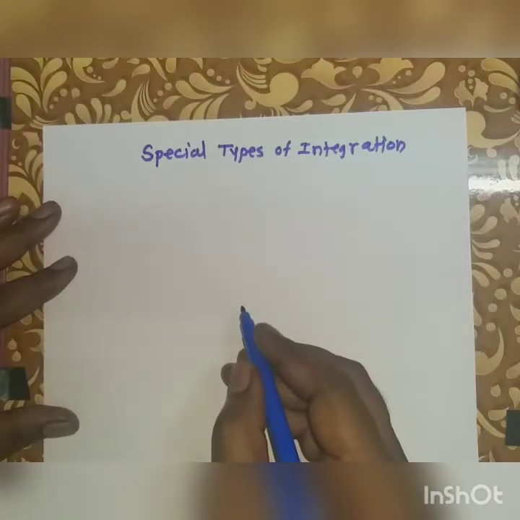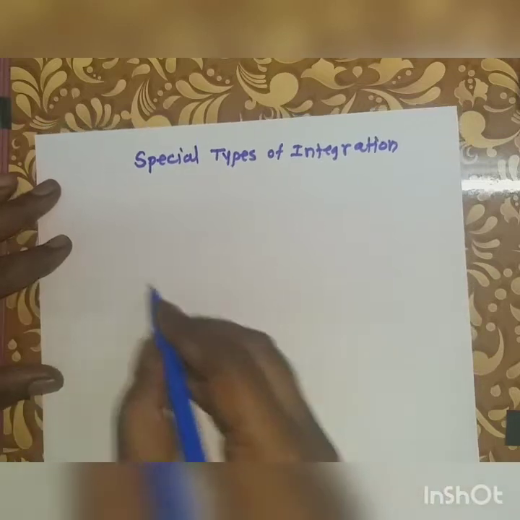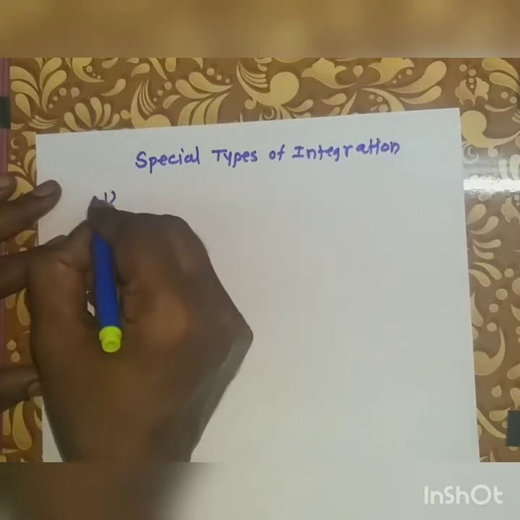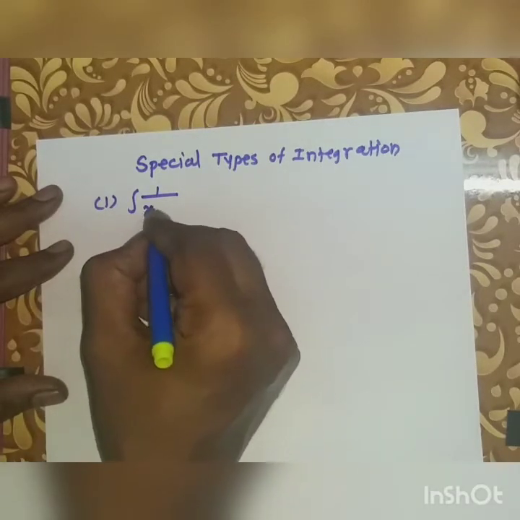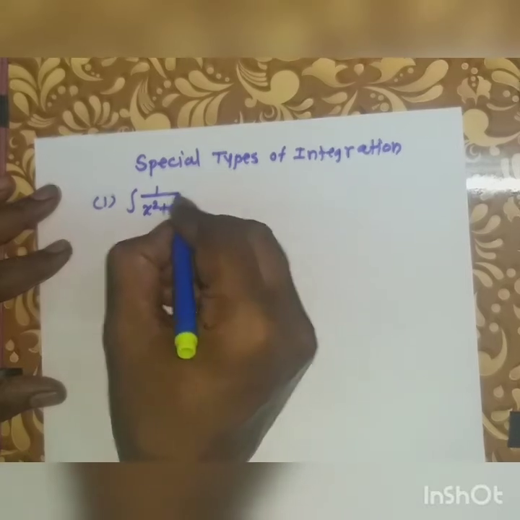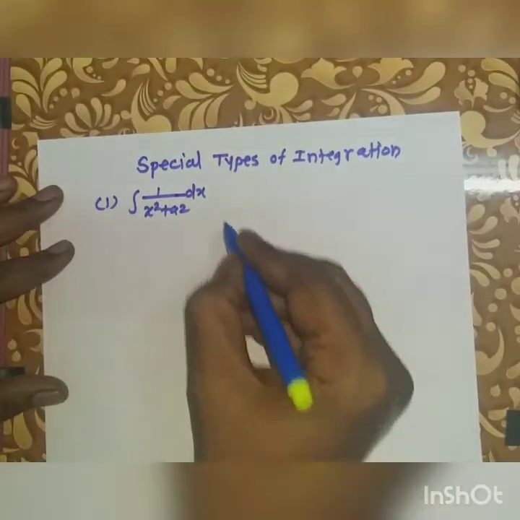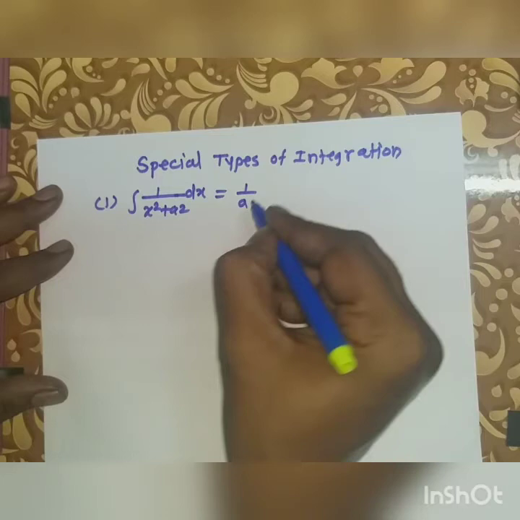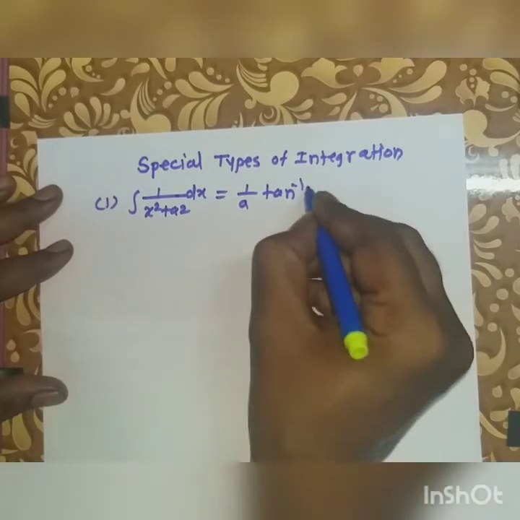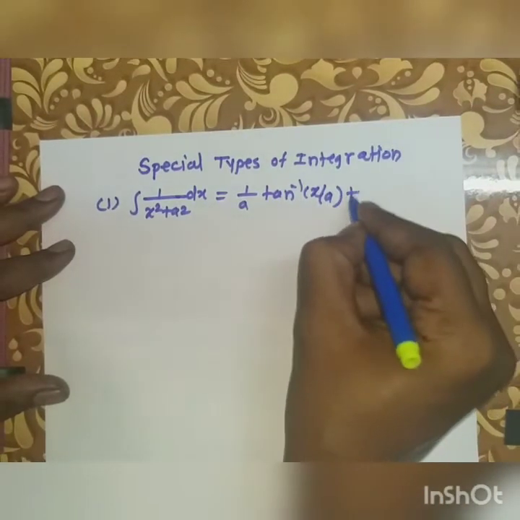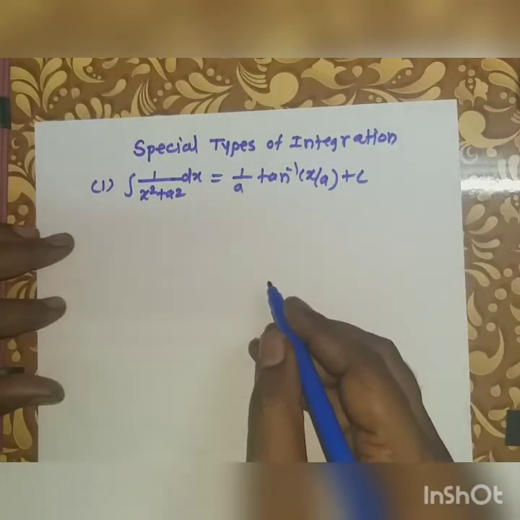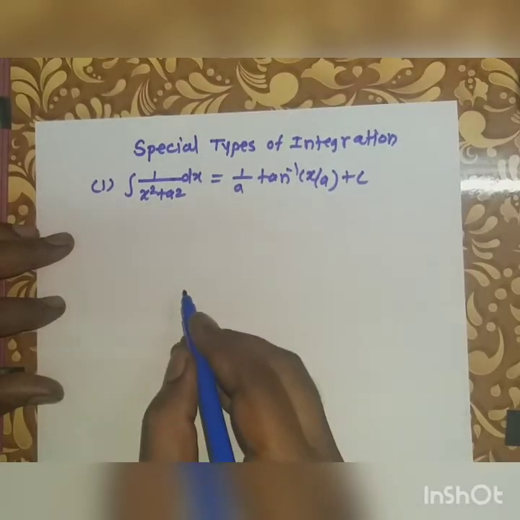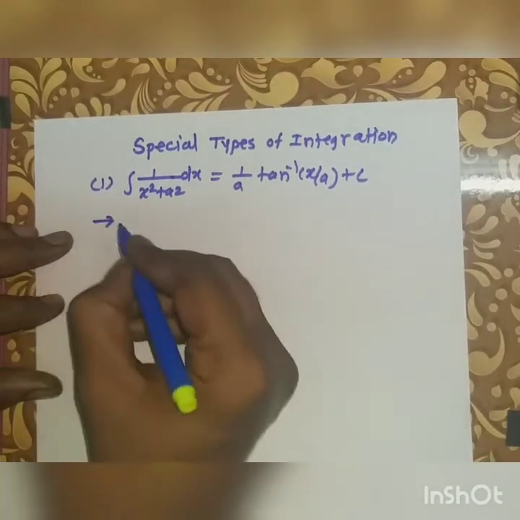Hello students. Today we will discuss a special type of integration. Now the first theorem is to prove that the integral of 1 divided by x square plus a square dx is equal to 1 by a into tan inverse of x by a plus c. There are 7 theorems, but in this lecture we prove only the first 3 theorems. Now, proof of this theorem.